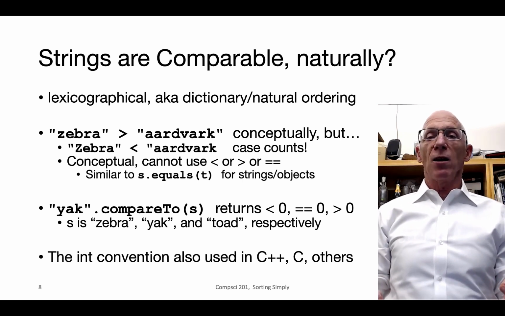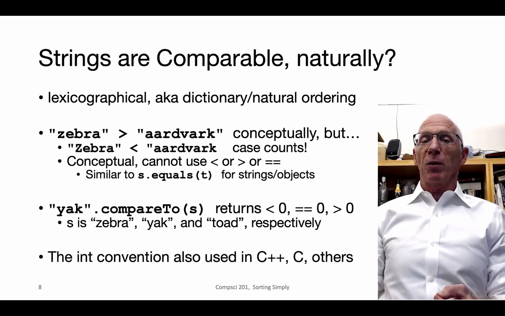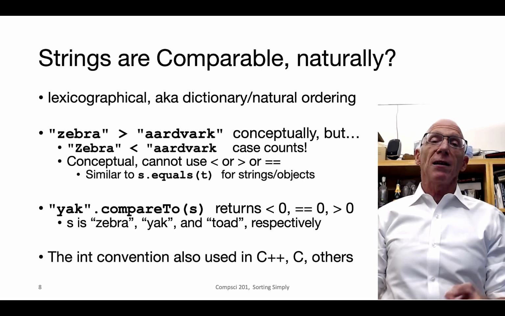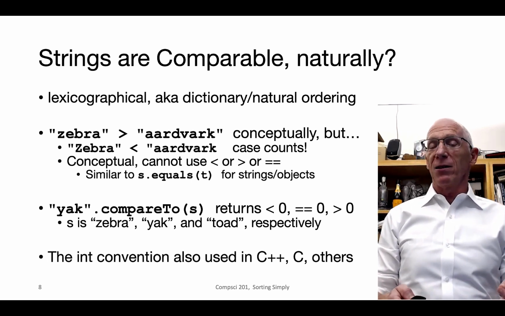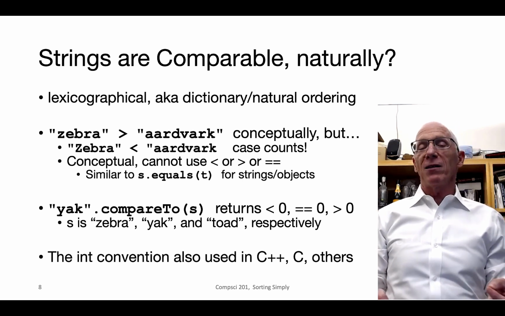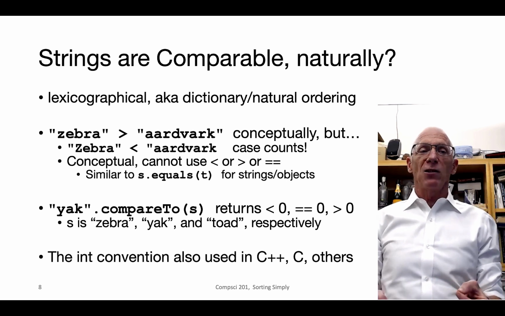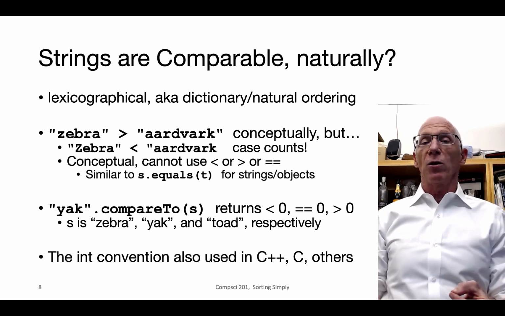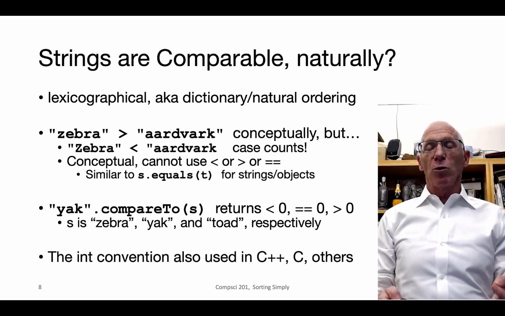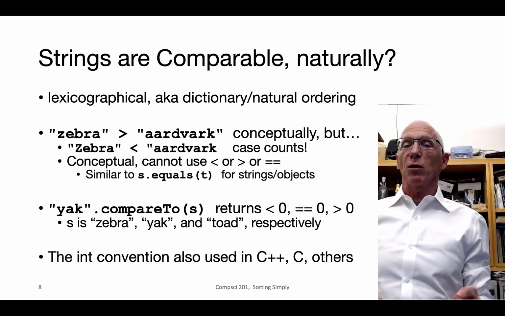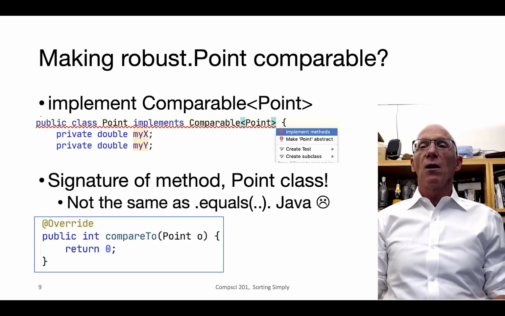So we can see here, we can write yak.compareTo(s), and as just explained, that will be a value, say, less than 0 if s is zebra, because yak is less than zebra, equal to 0 if s is yak, because yak is equal to yak, and greater than 0 if s is toad, because yak is bigger than toad. Now this same integer convention of less than, equal to, or greater than 0 is also used in C++ and in C, so it's common across other languages.